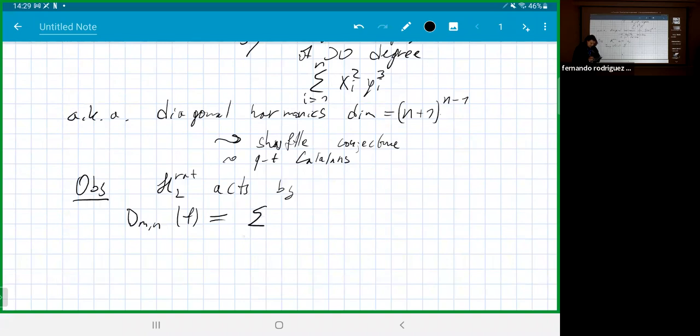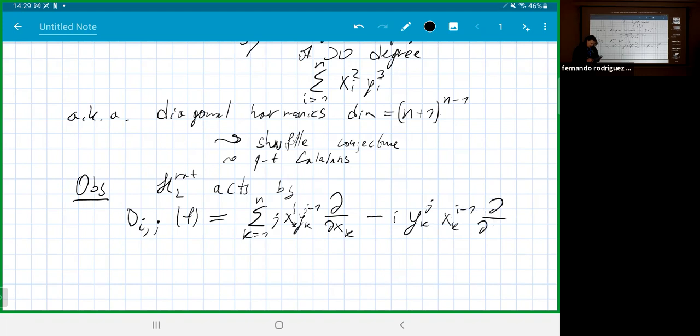So you write a sum. Oh, I have again made this mistake, which I always keep doing, that I denote by n two things. Let's now call this i and j. k will be from 1 to n. And then you write the corresponding operator in each pair of variables. So you will have d/dx with coefficient j x^i y^(j-1), and then you put k here. Minus i, it's j x^(i-1) y^j, with k, d/dy.